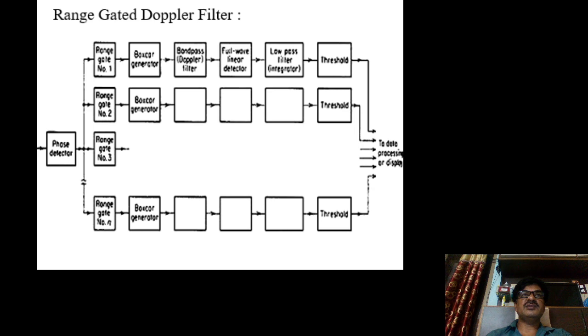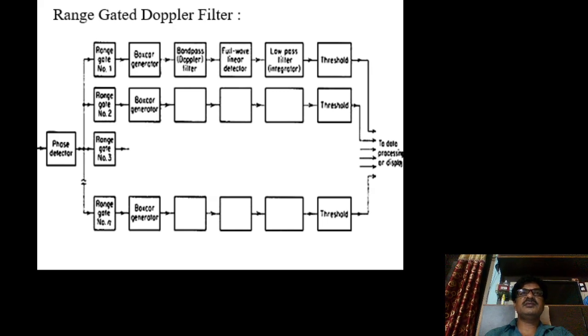Frequency domain filters also you can use to do the same function. But if you use a band pass filter with very narrow characteristics, because of the smearing effect, very poor range resolution we can get.